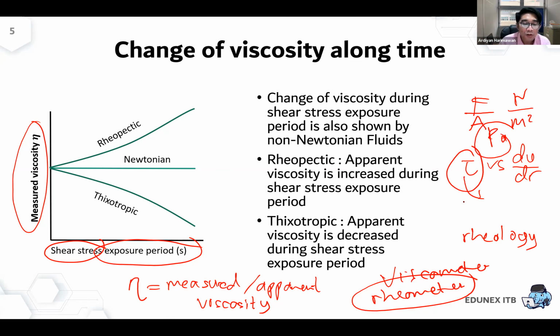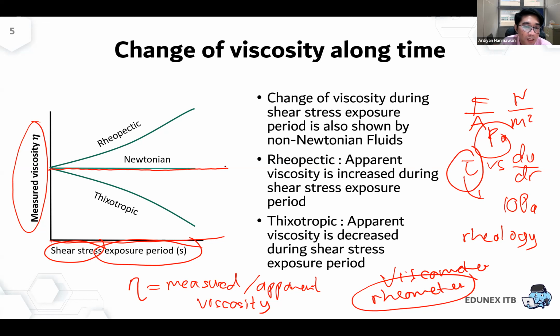Same like pressure. So for example, if you give 10 Pascal of shear stress, but you vary between maybe 10 seconds, 30 seconds, 1 hour, 24 hours, 1 day, 3 days, 7 days, or something like that. Yeah, but you give constant value of shear stress, for example, 10 Pascal. Then you vary the exposure time or exposure period. For Newtonian, the curve or the graph will be a straight line. It means if the shear stress value is constant, no matter how long the duration, the value of viscosity remains constant. So it doesn't change with time.